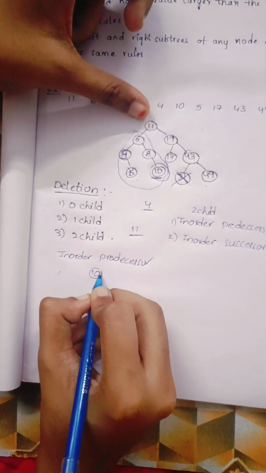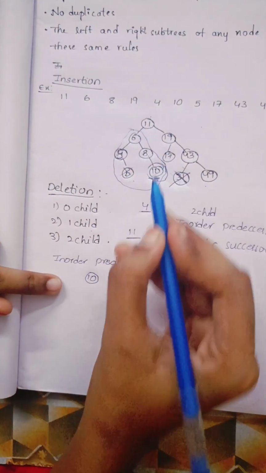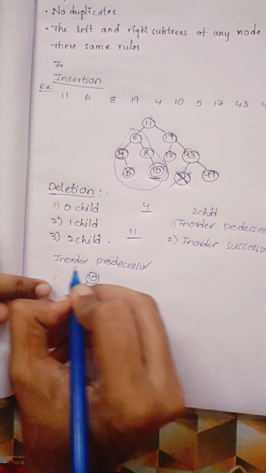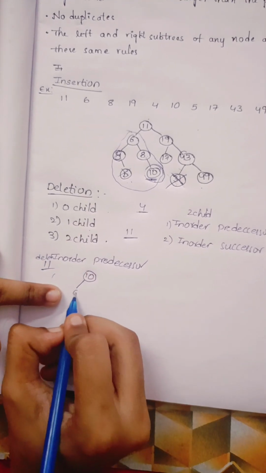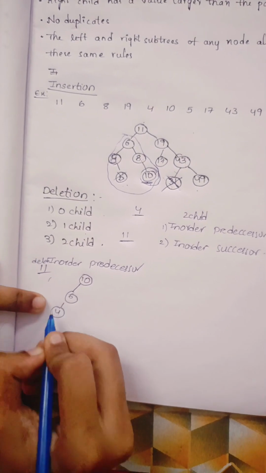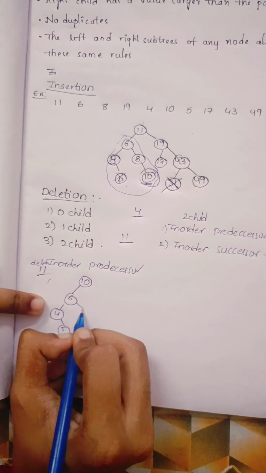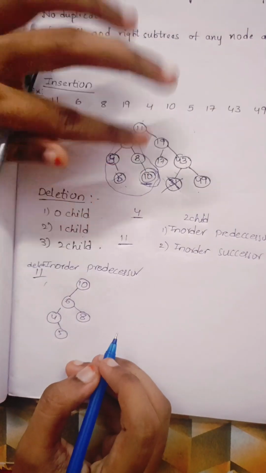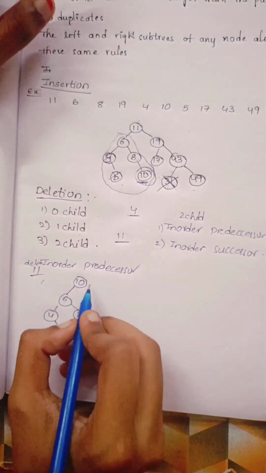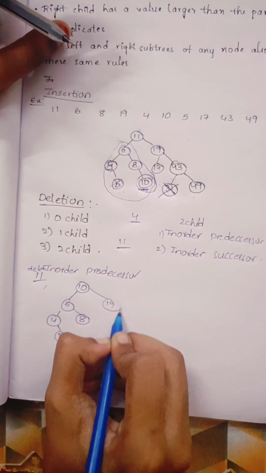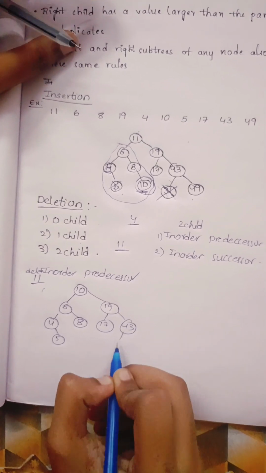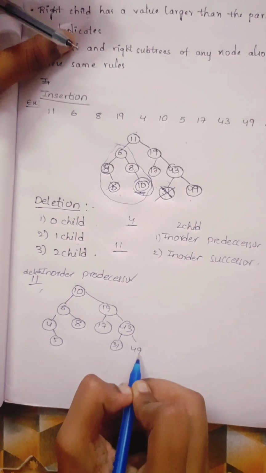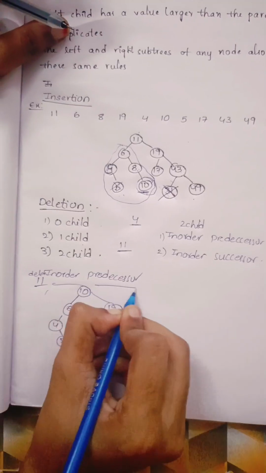So let us replace 11 with 10, and we should redraw the tree. So I am writing here again. 10 is replaced in 11, and 11 is going to be deleted, and the tree is as it is, as before. So we just need to leave this 10 from the tree and replace it in 11. This is how we should do the in-order predecessor.